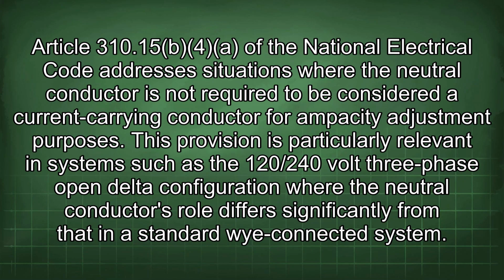Article 310.15(B)(4) of the National Electrical Code addresses situations where the neutral conductor is not required to be considered a current-carrying conductor for ampacity adjustment purposes. This provision is particularly relevant in systems such as the 120/240-volt three-phase open delta configuration, where the neutral conductor's role differs significantly from that in a standard Y-connected system.